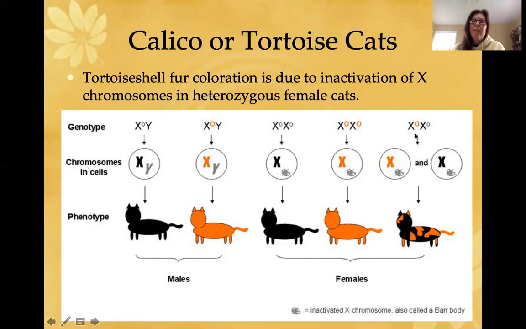But what happens if a female is heterozygous? So remember, approximately half of her cells will have dad's X chromosome and half will have mom's X chromosome. So we will get splotches. For instance, maybe all the orange splotches are the cells that kept mom's X chromosome, and the black cells are all the ones that kept dad's X chromosome. So that is how you get a calico or a tortoiseshell cat.